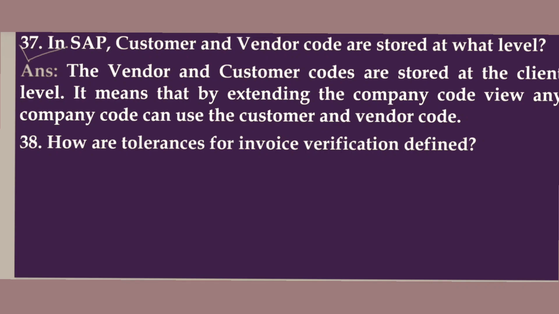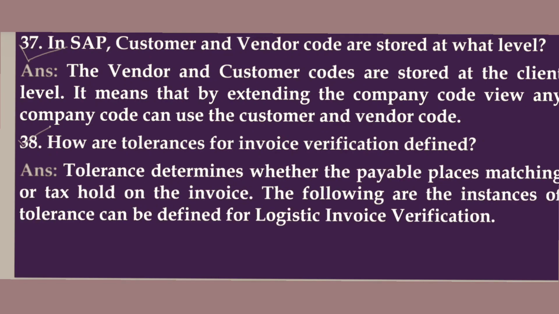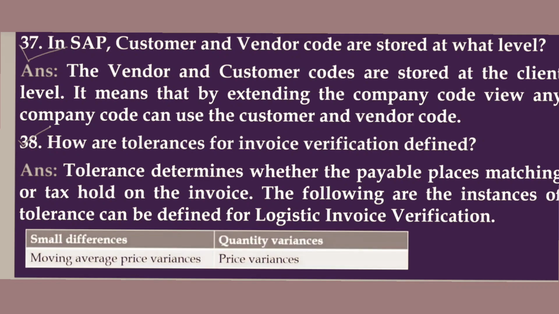How are tolerances for invoice verification defined? Tolerance determines whether the payable is placed on matching or tax hold on the invoices. The following are the instances of tolerance that can be defined for logistics invoice verification: small difference, moving average price variances, quality variances, and price variances.